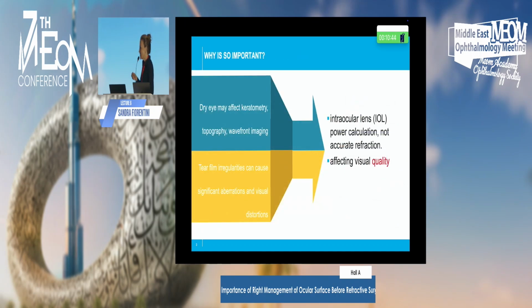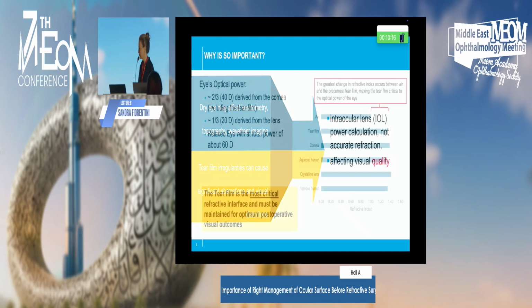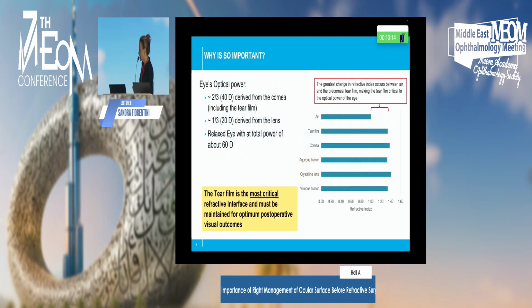And why is it so important to properly assess the ocular surface and dry eye disease before any surgery, regardless of whether it's cataract or laser eye surgery? So the dry eye definitely affects keratometry, topography, and wavefront imaging. The tear film irregularities can cause significant aberration. As a result, we have inaccurate intraocular lens power calculation, and we have reduced quality after the surgery. And this is the reason.